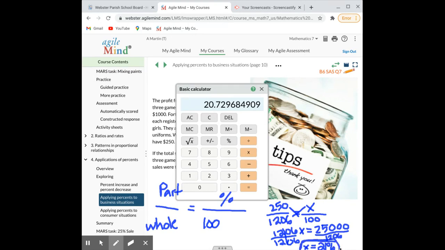Okay, so make sure that you complete your questions 3 and 4 for guided practice on your assignment in My Agile Mind. Also, make sure that you complete questions 1 through 11 in your workbook. Remember, this started on page 121.